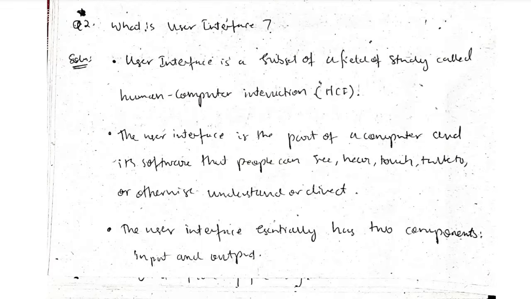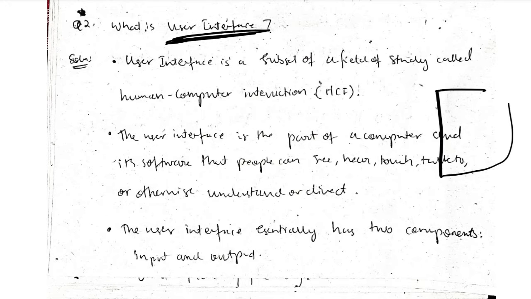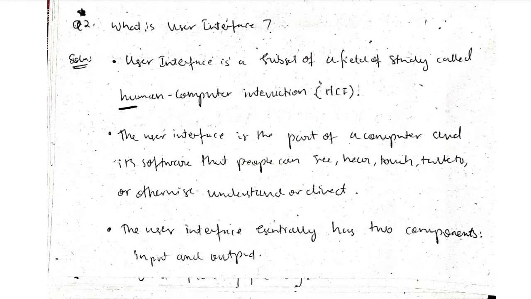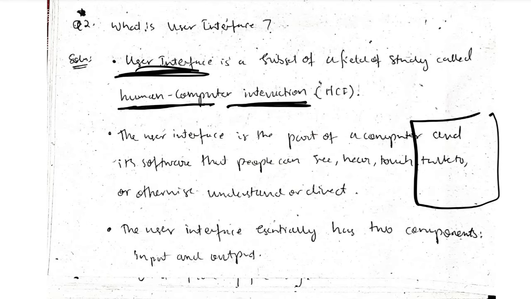The next super important question is what is user interface? User interface is basically the interface between the user and the computer. It comes from the word HCI, which is human computer interaction. To interact between human and computer, there is an interface, and that interface is called the user interface. It's a subset in the field of study of human computer interaction. That's the first important point which you have to write.